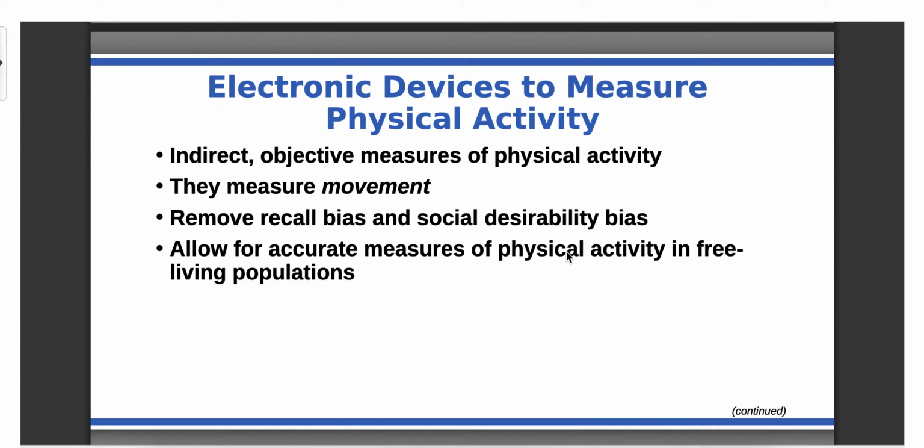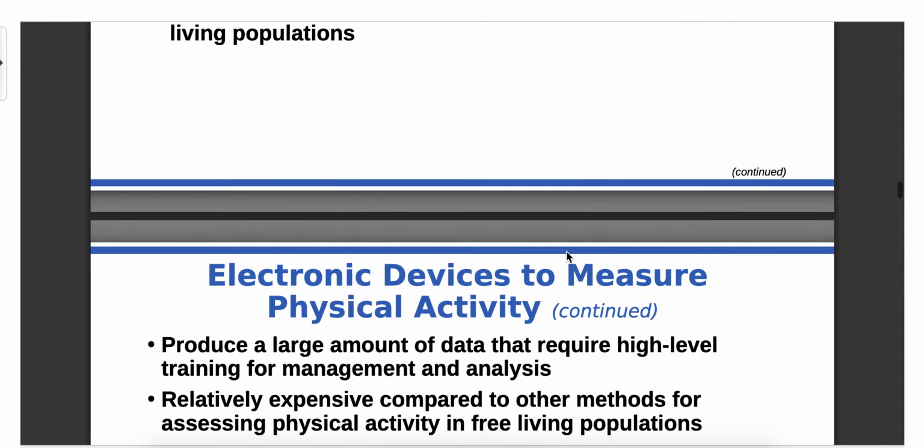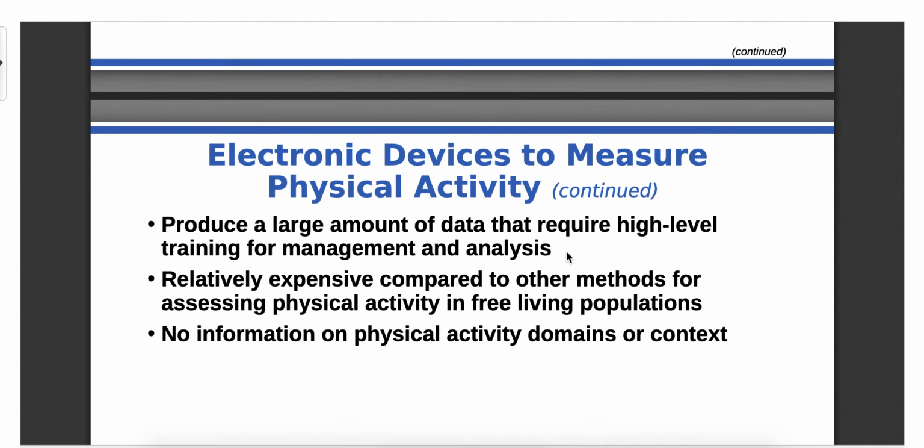They can give some pretty accurate measurements, but there are some limitations to those as well. Part of it is they do produce a large amount of data and require a lot of training and management systems to pull out the data that's useful and analyze it into something that means something to people. Otherwise, it's just a bunch of numbers. They can be expensive, cheaper than the other systems, but can definitely be expensive when you start collecting a lot of these. And there's no information collected on what type of physical activity was done or when it was being done, where some of the other systems may actually give us that information.